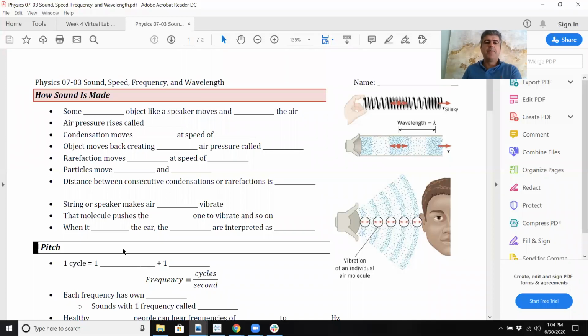So how is sound made? Some vibrating object, actually, hold on. Let me record this. We're still recording? We're still recording, great. Some vibrating object, like a speaker, moves and vibrates the air.